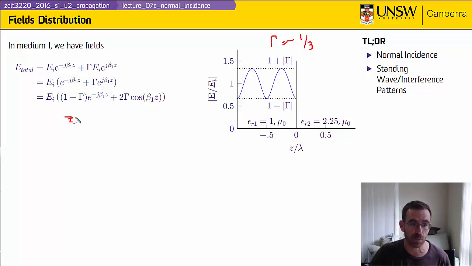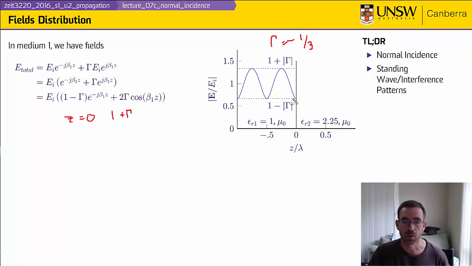At z equals 0, I have 1 plus gamma. But our gamma was a negative number, so 1 plus gamma will be 1 minus 1/3. I've written it here as 1 minus the absolute value of gamma, because the absolute value of gamma is always positive. So we see that this corresponds to 2/3.